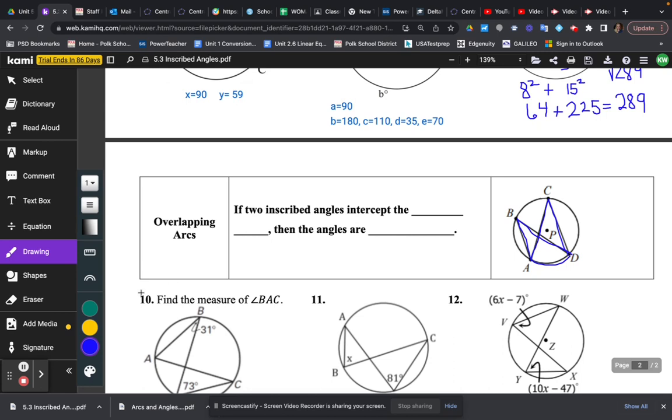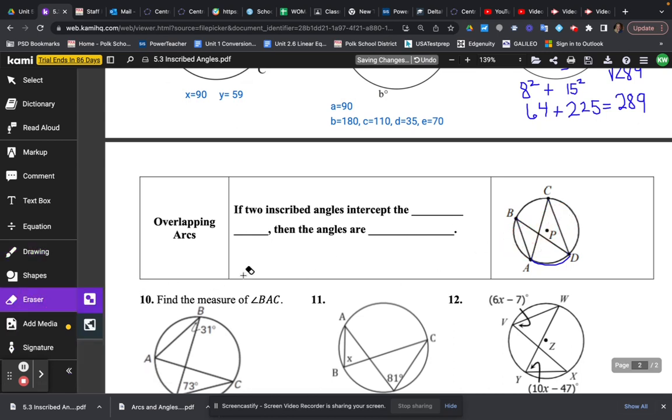Now, I'm going to clean that up just a little bit with my eraser because what it basically means is that this angle formed by this vertex B and the angle formed by this vertex C are actually congruent to one another.